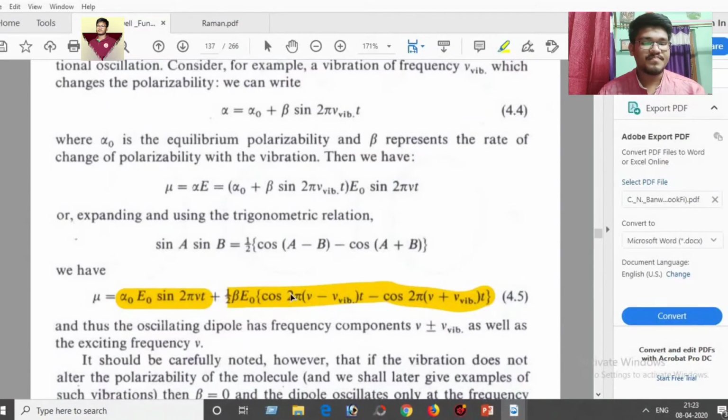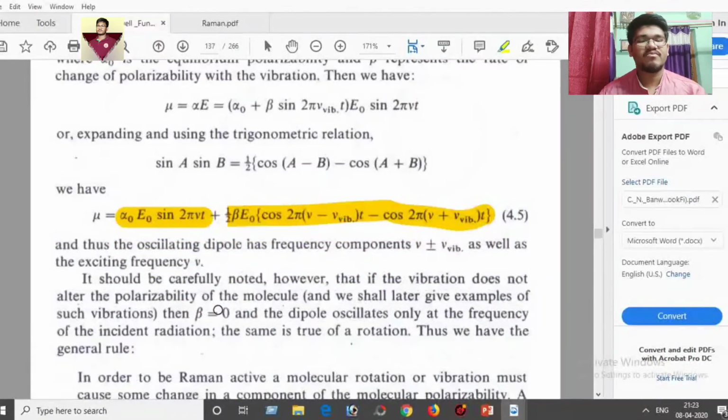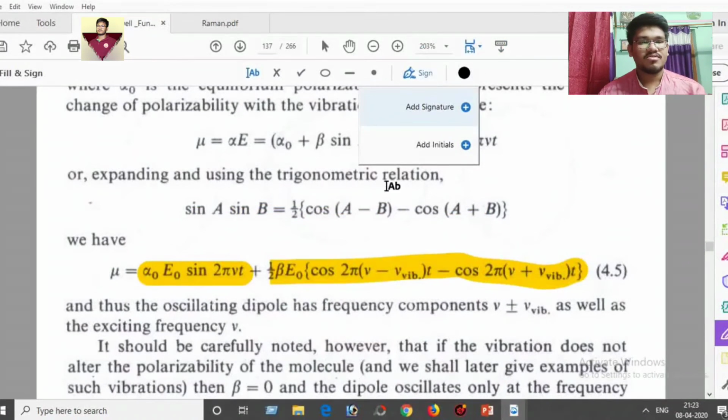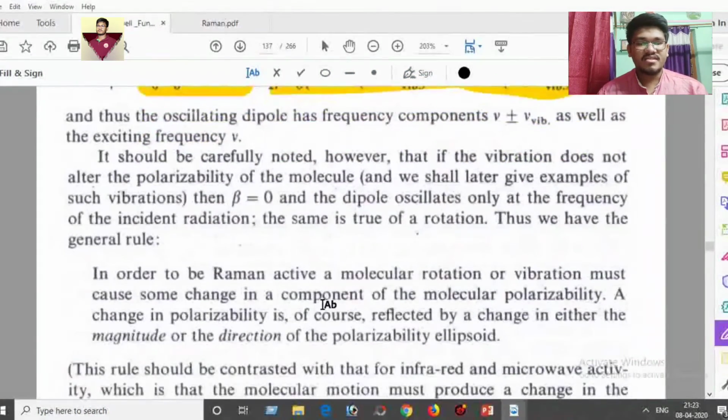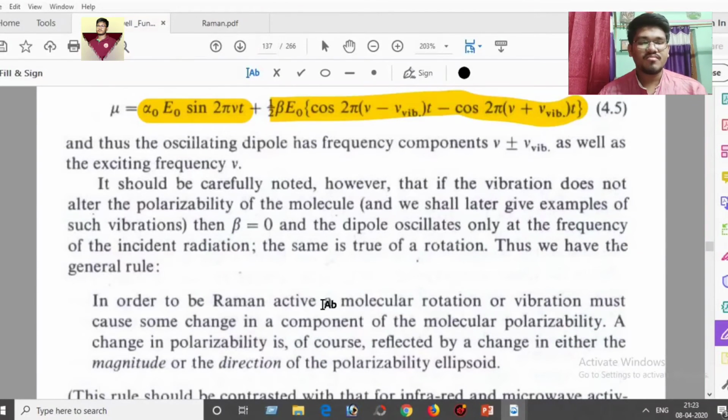So carefully go through this equation. In this equation I have defined beta as the rate of change of polarizability. So let's say if there is no change in the polarizability of the molecule, then beta is 0, right? So these two parts will vanish from the induced dipole moment. So here I have said beta equal to 0, then the dipole oscillates only at the frequency of the incident radiation. So only this part will remain. That is why beta needs to be non-zero for the molecule to be called Raman active. Okay.